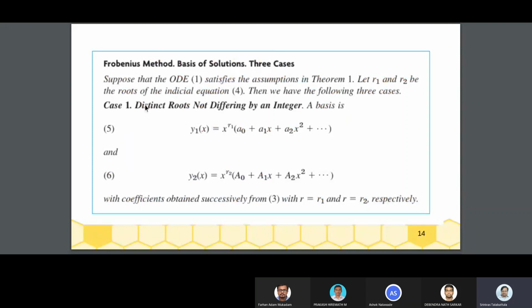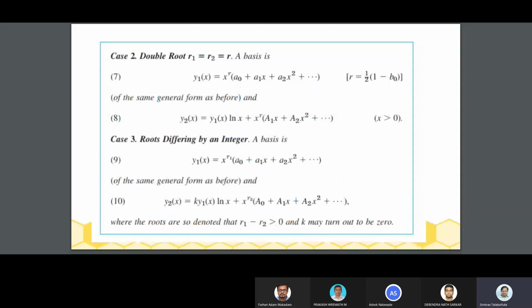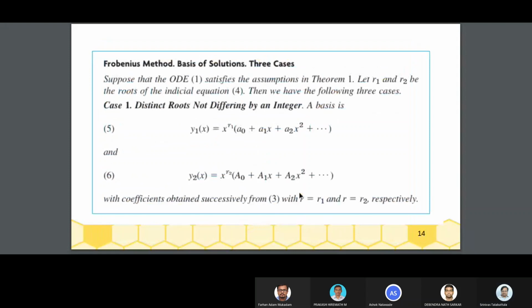Indicial equation, roots of the indicial equation are distinct. What happens? So there are two solutions. y1, which is x power r1 times a series, and y2 is x power r2 times a series. So a linear combination of these is the solution. Okay, that is the simplest case. Then you have the double root. In that case, you can linearly add, and you can get both the solutions.